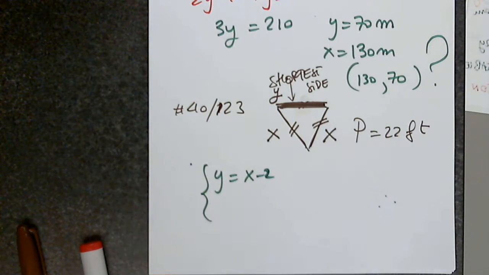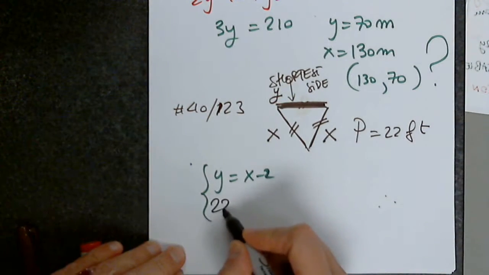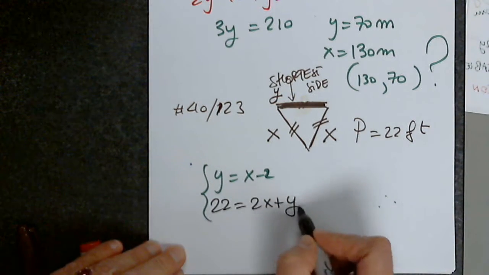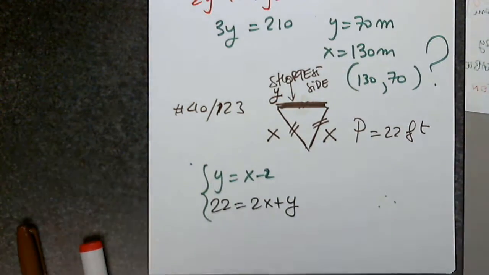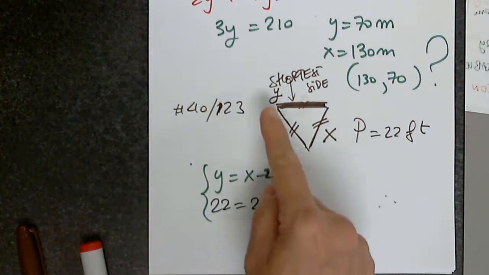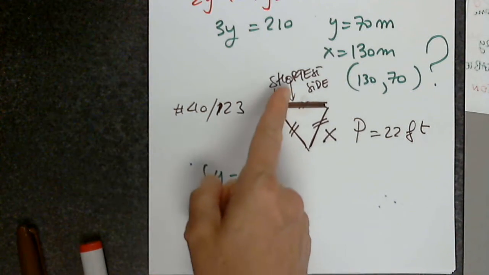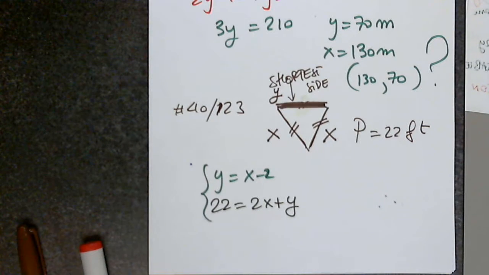22 equals 2x plus y. Excellent. 22 equals 2x plus y. Does everyone agree with 22 equals 2 times x plus y? Do we understand why? So perimeter 22, 2x plus y must equal 22. Perfect. Excellent. What do you recommend now? Same method, same idea. Substitution. What will I substitute with what? And where?